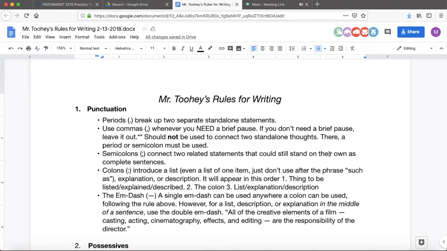Go ahead and read that. Okay, the second part. 2. The colon, which will follow the thing to be listed, explained, or described, and then the last part, 3. List, explanation, description. Okay? And so that's sort of the formula for use of the colon. You'll always see it in that order. There's the thing to be listed, explained, or described, then the colon, then the list, explanation, or description.